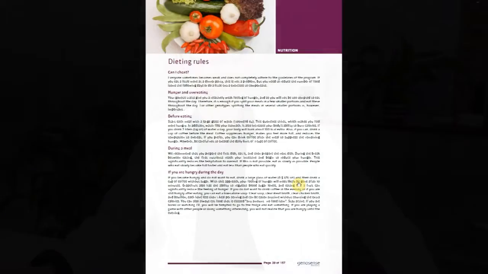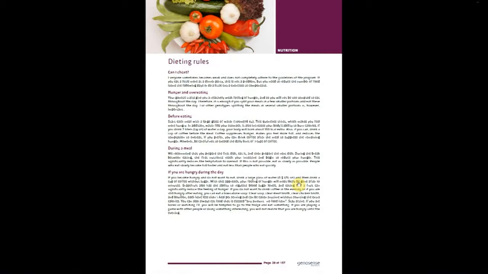Now here you can just see a few dieting rules. Do read through them. There are a few good recommendations for you, and it's worth going through them. Some tricks which make it easier for you to follow your diet.